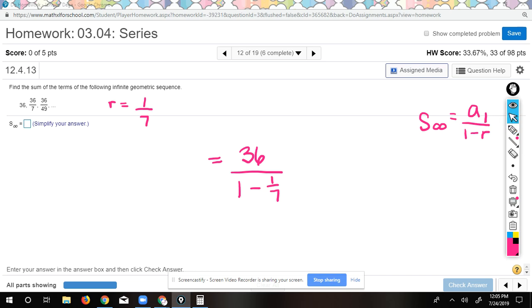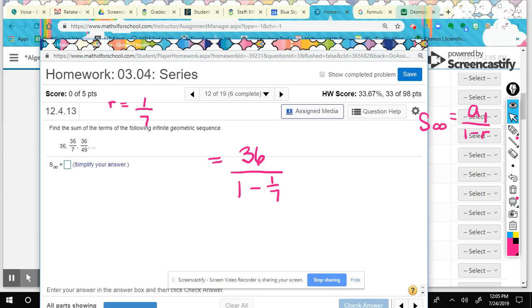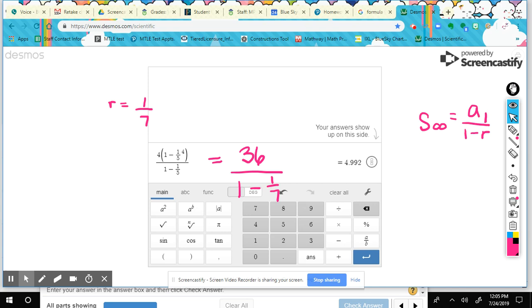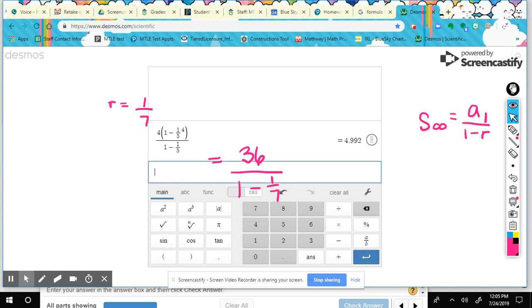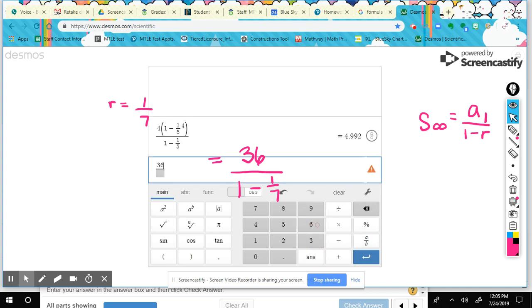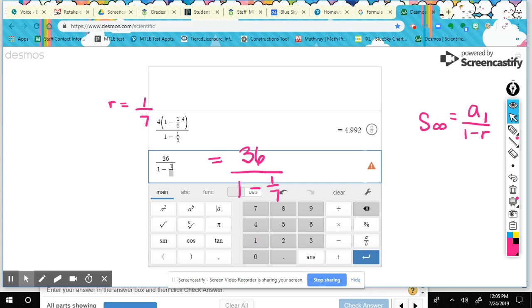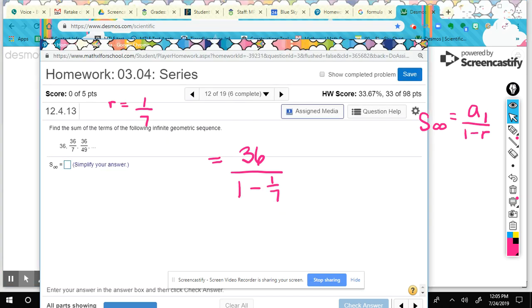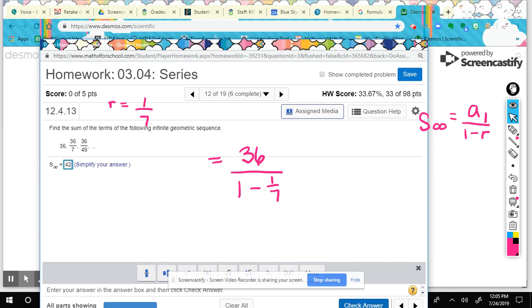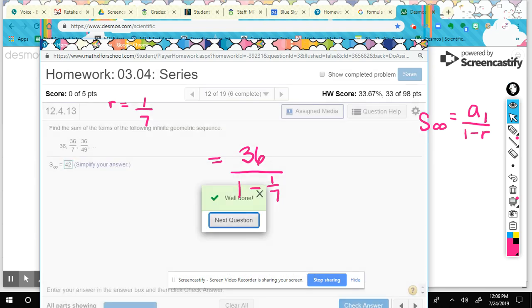And let's plug it into Desmos. Why not, right? We already have it kind of good to go. So we're going to go fraction first, 36 over 1 minus 1/7. And you get 42. 42 is going to be our sum here. Kind of crazy if we started with like infinity and it's just 42.